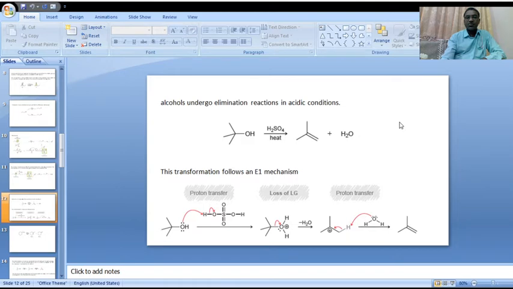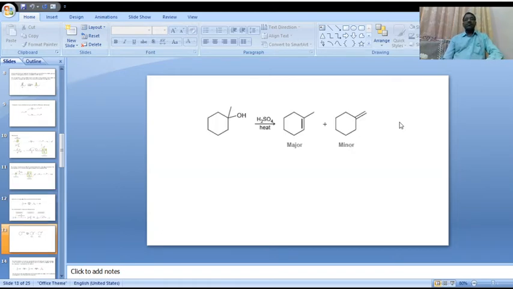Now let us go to another reaction. Here, this is also a saturated cyclic ring. On that cyclic ring, an alcohol functional group is there. In presence of sulfuric acid, heat the reaction mixture. Here, on this side, primary carbon hydrogen is present. Here, secondary hydrogen is present.